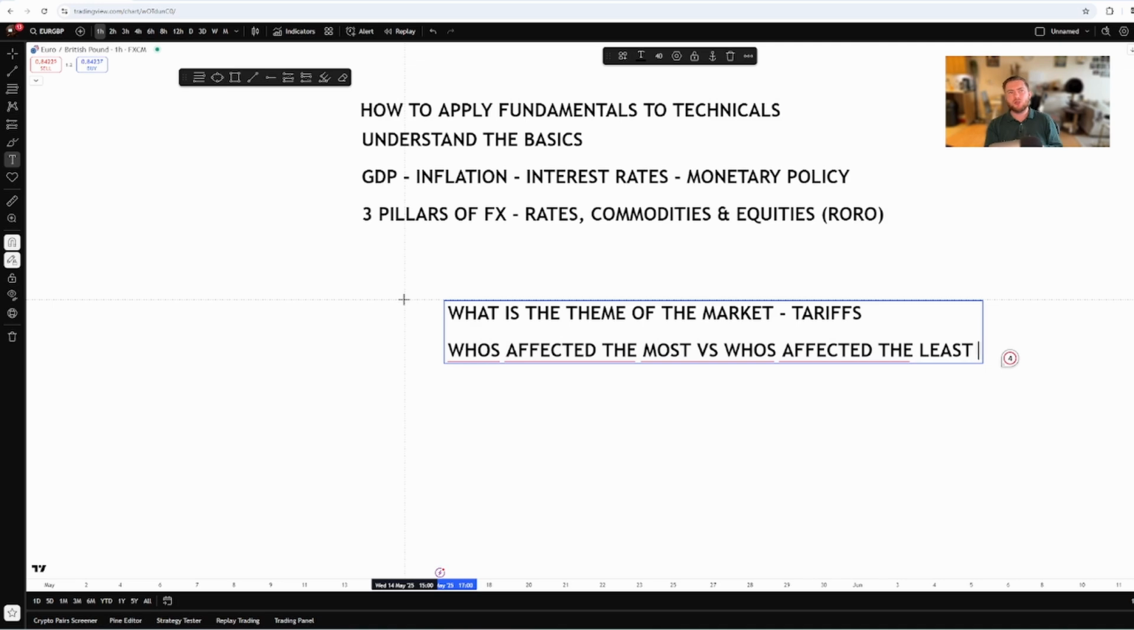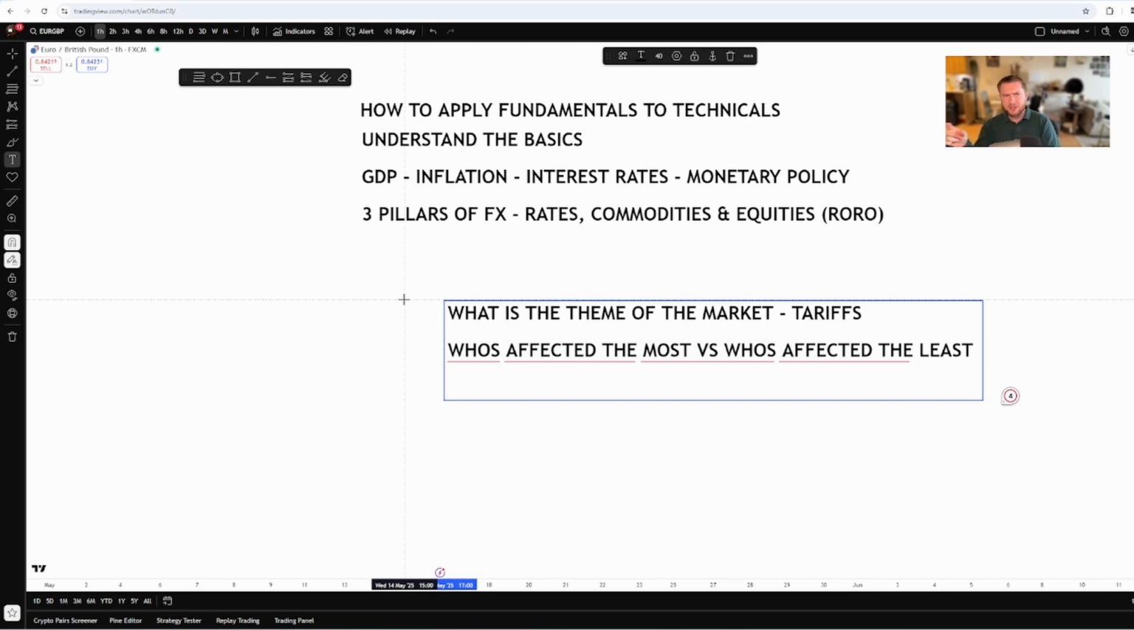Back in 2022, it was all about inflation and interest rates. Obviously, we're in a slightly different environment where the theme of the market is tariffs. Once that begins to become a little bit boring, that's when you start to think about data and rates and commodities and equities. But for now, in this market environment, in sort of May 25, we have to be thinking about tariffs. So how do we do that to our advantage? What you need to think about, like I said, is who's affected the most versus who's affected the least.